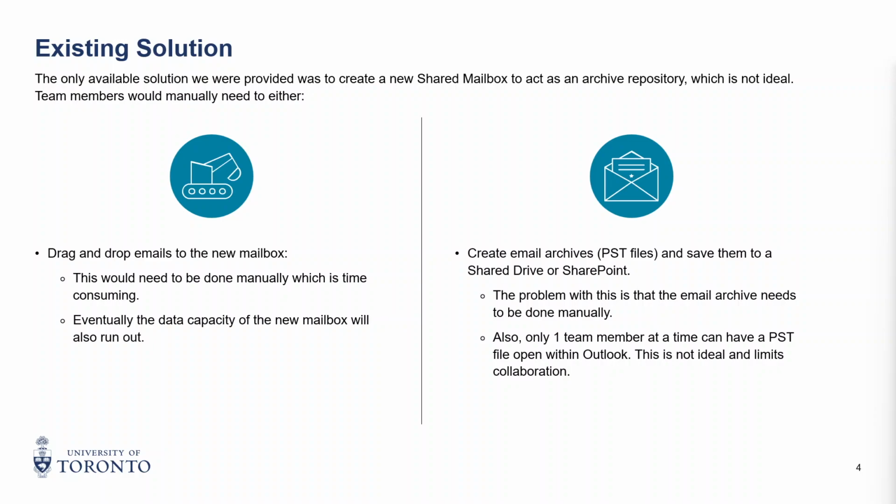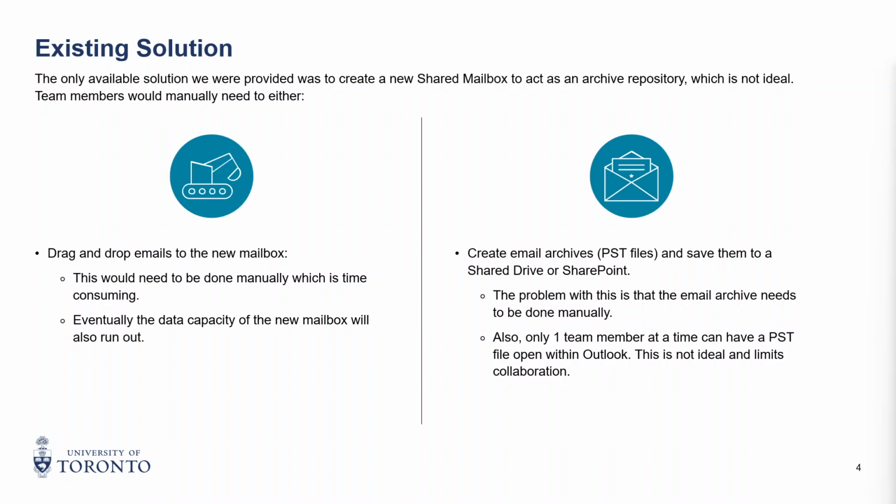And eventually, the data capacity of the new mailbox also would run out because that also has just 50 gigs capacity. And when you have a ton of attachments and it's an old mailbox, it could add up pretty quickly. The second option that they had was to create email archives, so PST files, and save them to a shared drive or SharePoint.